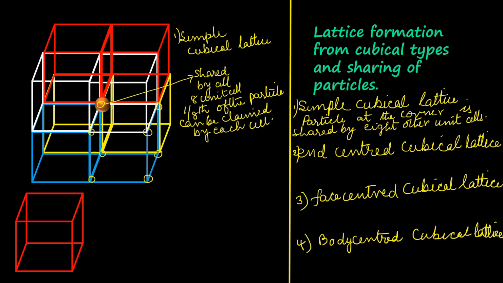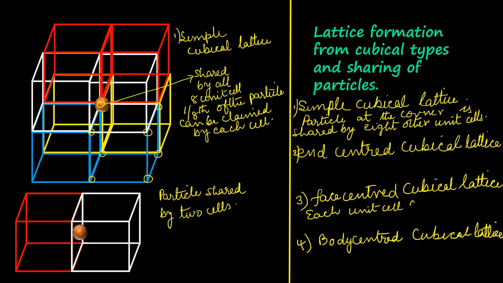Now for face-centered, we will see just one face and apply it for other faces as well. Corner particles are not shown. This is the particle at one face. It is shared by one face of the next cubic cell. So actually each cell can claim only half of this particle. We will note it here.